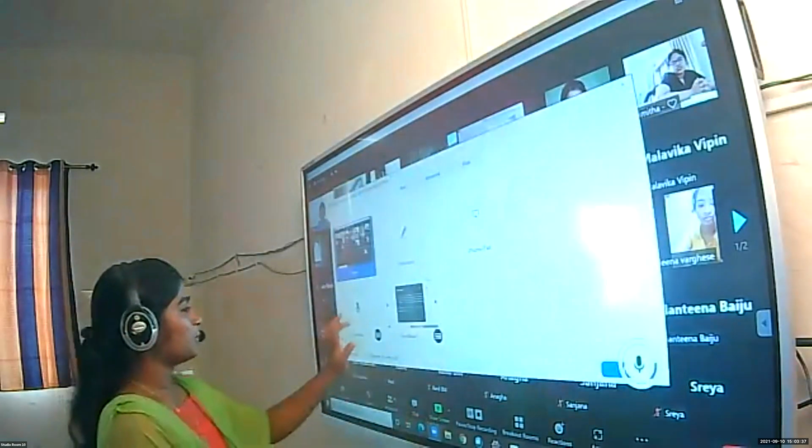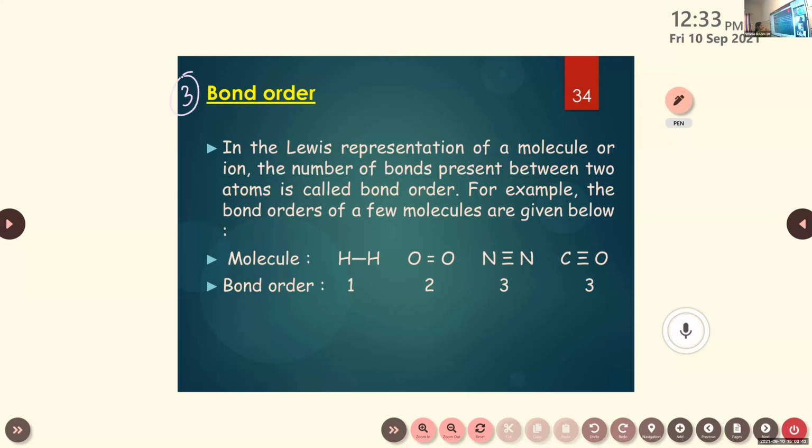Then there is one more bond parameter, that is bond order. Fourth one, right? Yes, fourth one. Bond length, bond angle, bond enthalpy, then bond order. In the Lewis representation of a molecule or ion, the number of bonds present between two atoms is called bond order. Clear, children? We are representing the electrons around the atom in Lewis structures, right? In this Lewis representation of a molecule or ion, the number of bonds present between two atoms is called bond order. For example, the bond orders of a few molecules are given here.